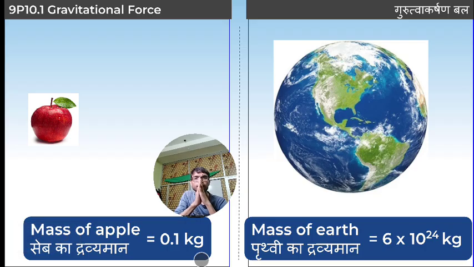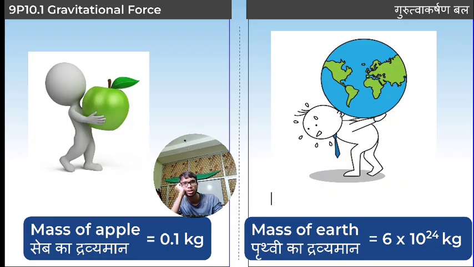We can directly tell that the mass of this object is big as compared to this object. The mass of this object is less as compared to this object. You can compare in order to tell the mass of the objects. Now let's see what is the connection of the mass of an object with force.